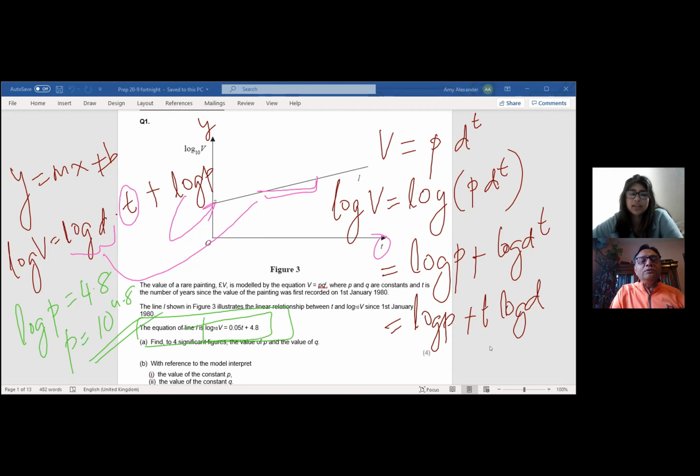Now you sketch the graph where the intercept will be log of p, the initial value in 1980, and the growth rate will be log of d. So this is another way of looking at it. Okay, I see.